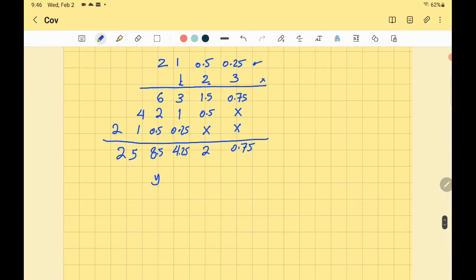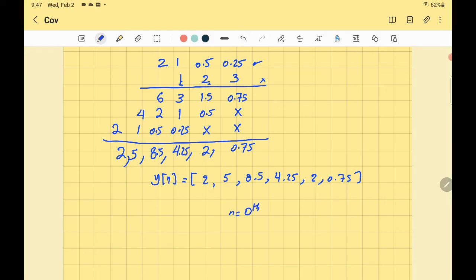So the result y of n will be equal to 2, 5, 8.5, 4.25, 0.75, 2.75. Let's just write it here: 2, 5, 8.5, 4.25, 2.75.